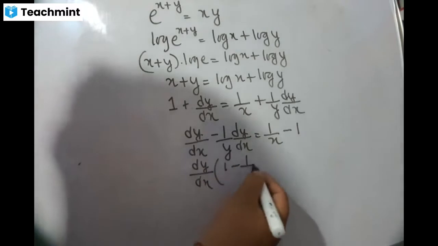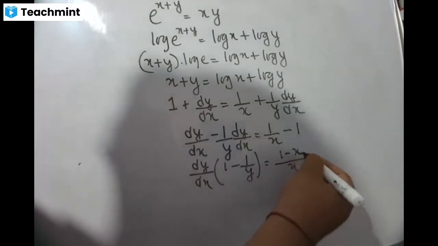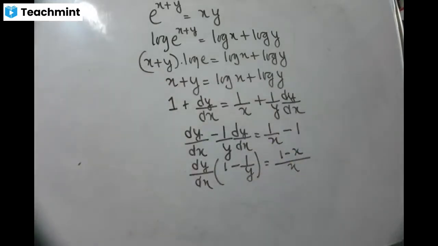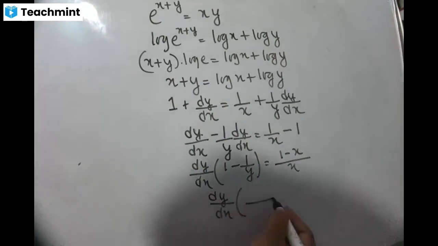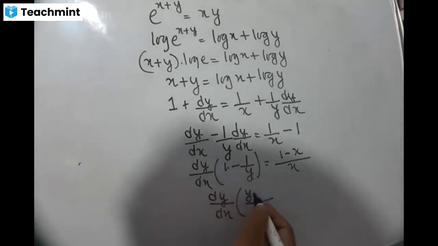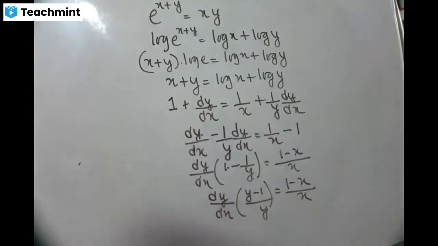So we are left with 1 minus 1 by y. What is the LCM? The LCM is x. So 1 minus x. Do the same thing out here. What do you get? You are going to get dy by dx, open bracket y into 1 is y minus 1, equal to 1 minus x divided by x. So when you cross multiply, I'll just tell you verbally, the value of dy by dx is going to be y into 1 minus x divided by x into y minus 1.